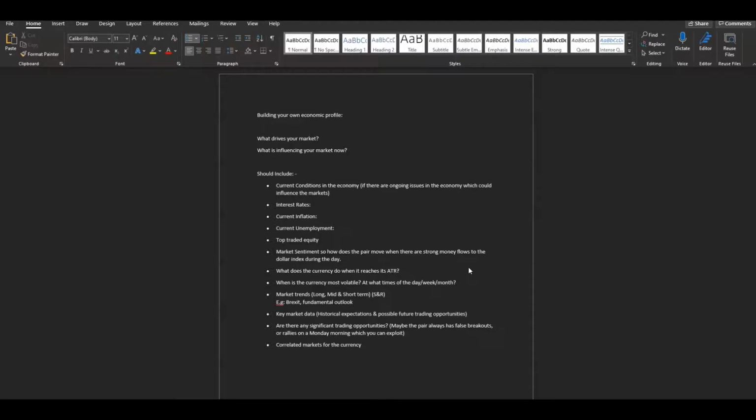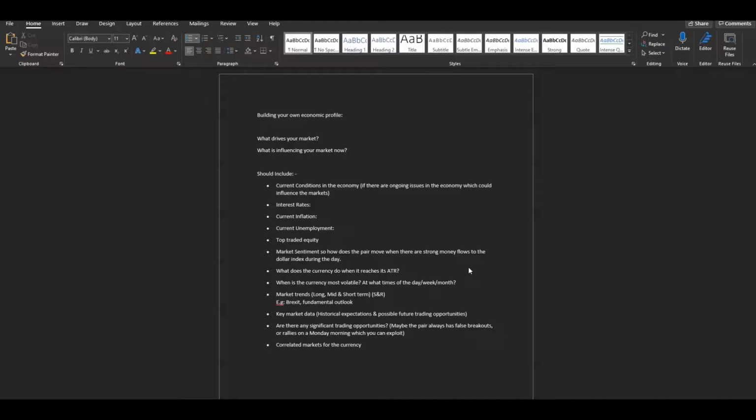So positive news for the FTSE, any good figures for the FTSE, as I just mentioned, is likely to move the FTSE 100, and then likely to move the pound as well. So you need to know what the top traded equity is, as well as its correlation with the pound or whatever currency you're looking at. Next, the market sentiment.